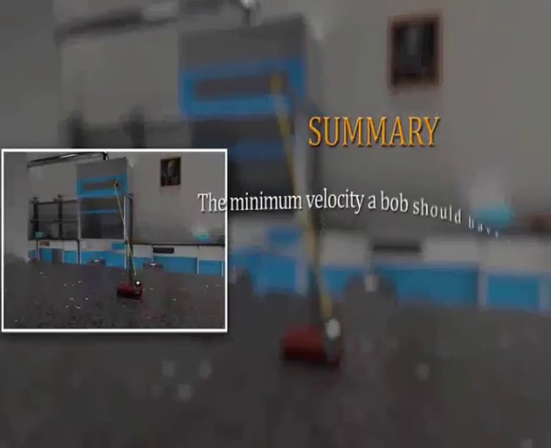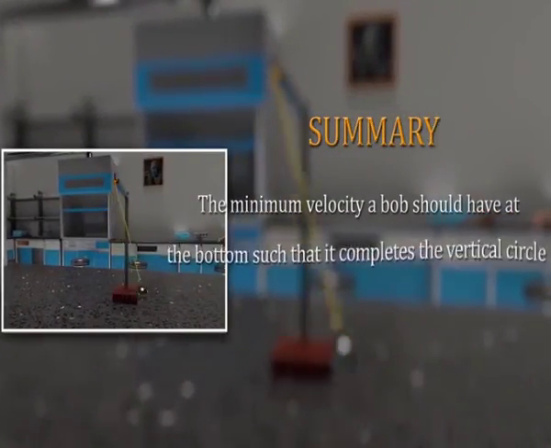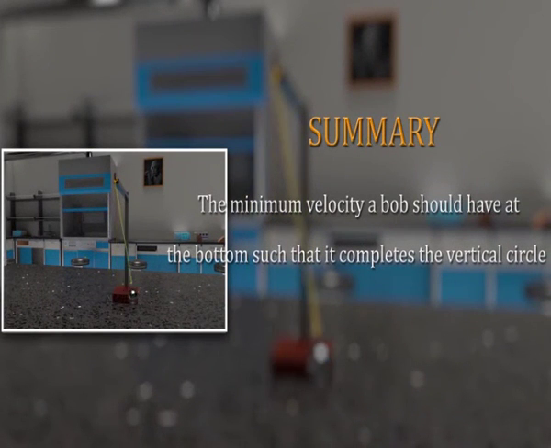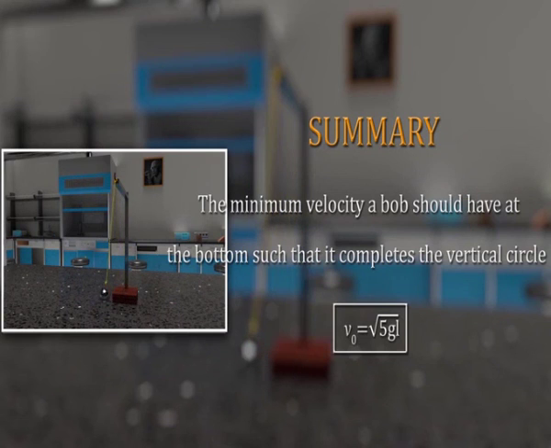Summary: the minimum velocity a bob should have at the lowest point such that it completes the vertical circle is root over 5gL.